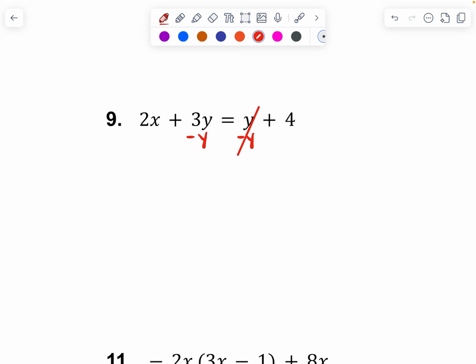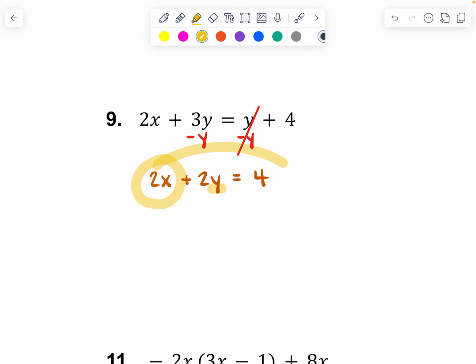And then those would cancel, of course. And that is going to give me 2x plus 2y equals 4. Right, so that's objective number 1. If I'm trying to solve for y, I can only have one y. I can't have two. So I've got to get them all to the same side first. Now I just basically have a two-step algebra equation where I need to isolate and get this y all by himself.